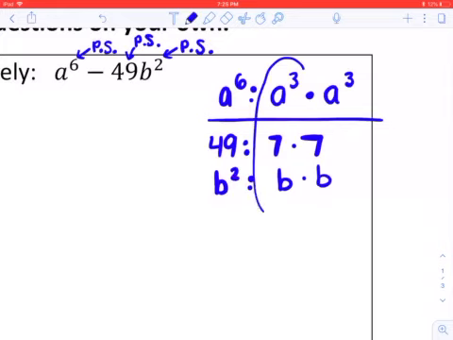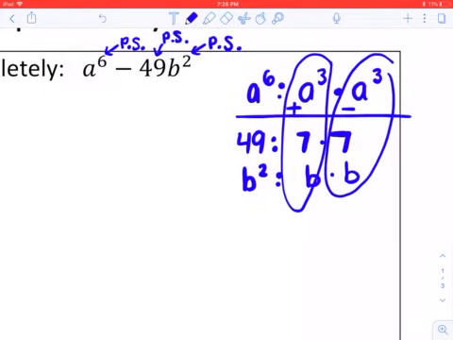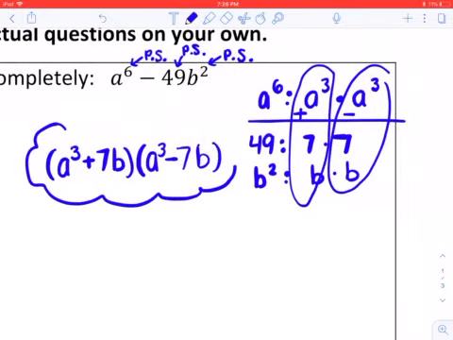Then I make my groups. So I have two groups, and remember on the line, whenever it's a difference of perfect squares, one of your groups gets a plus and the other one gets a minus. So this factors to a to the 3rd plus 7b and a to the 3rd minus 7b. And that is your answer.